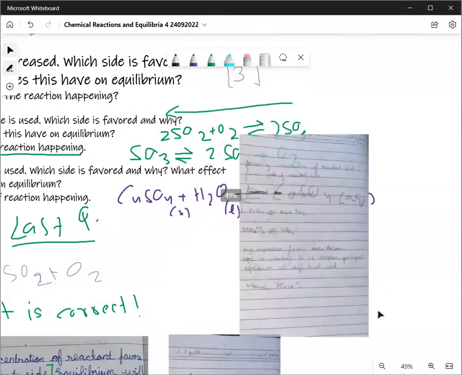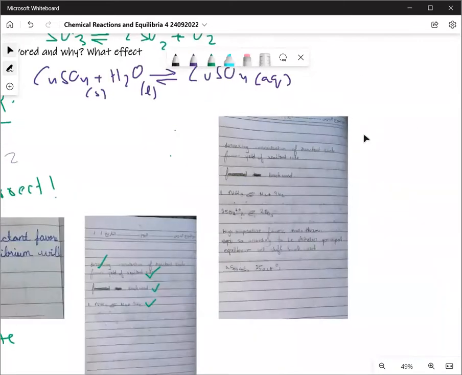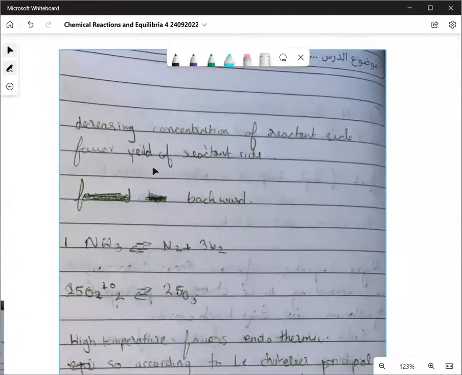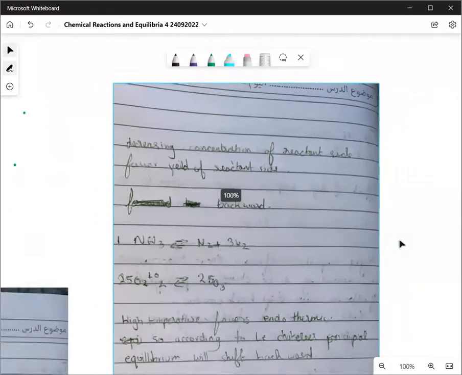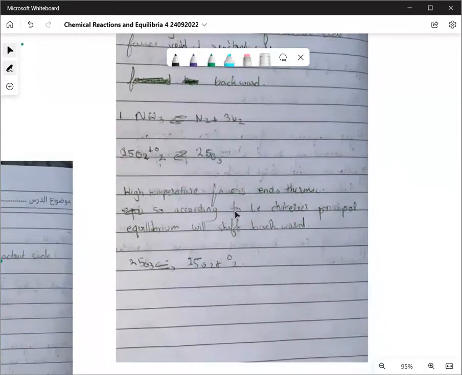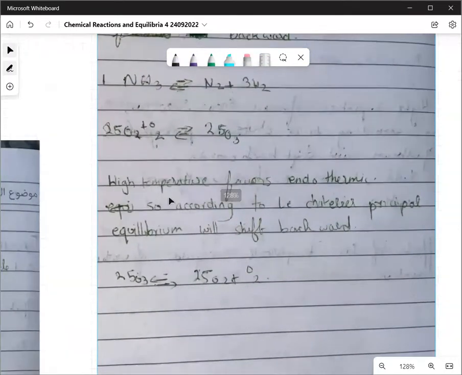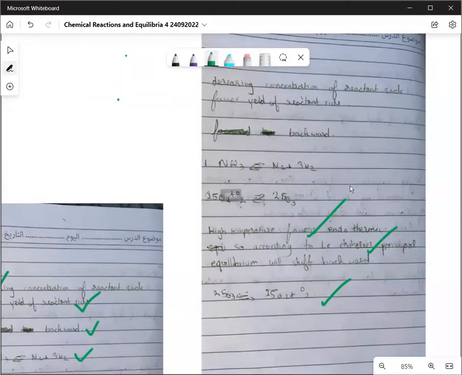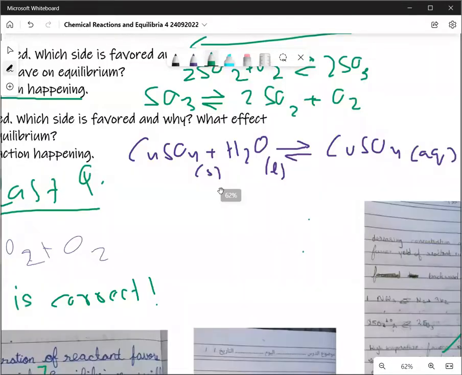Zahra, I'm checking your answer. Decreasing concentration of reactant side favors yield of reactant. No, that's okay. This one: high temperature favors endothermic. So according to Le Chatelier's, equilibrium will shift backwards. Yep, that's correct. Good job. Is that clear? Any doubts in this? Now, finally, the last question.